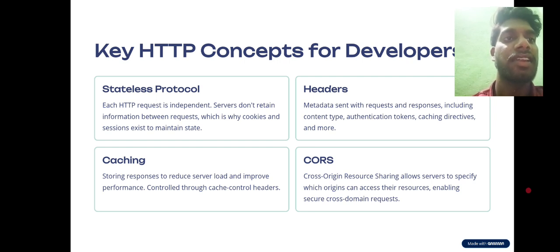Headers: metadata sent with requests and responses, including content type, authentication tokens, caching directives, and more. Caching: storing responses to reduce server load and improve performance, controlled through the Cache-Control header. CORS: Cross-Origin Resource Sharing allows servers to specify which origins can access their resources. Secure cross-domain requests.